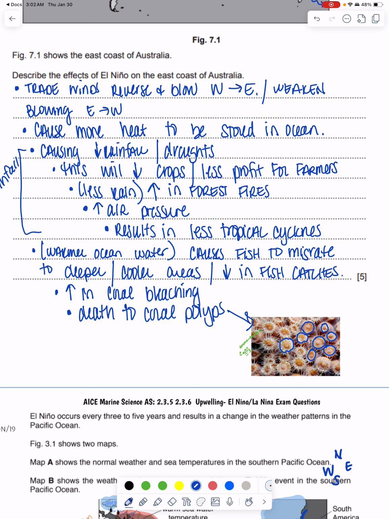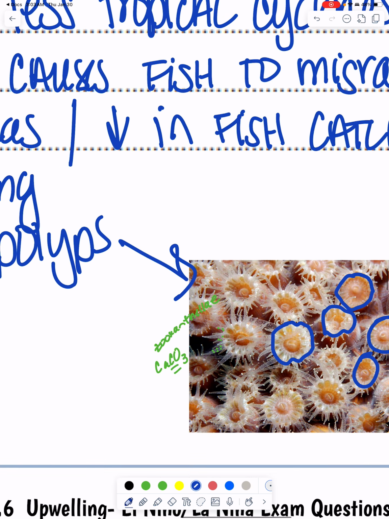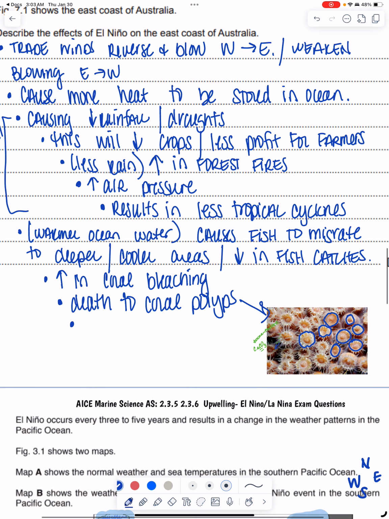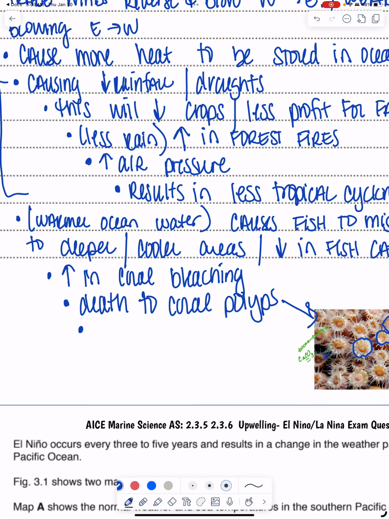Okay, final marks. If we're going to have less coral polyps, we've coral bleaching, right? Coral bleaching literally means the zooxanthellae inside of here, they leave. They leave the polyp altogether. All of this is going to cause less biodiversity, so less of different species that are there and less of the amount of organisms in those species. Put in the reefs.